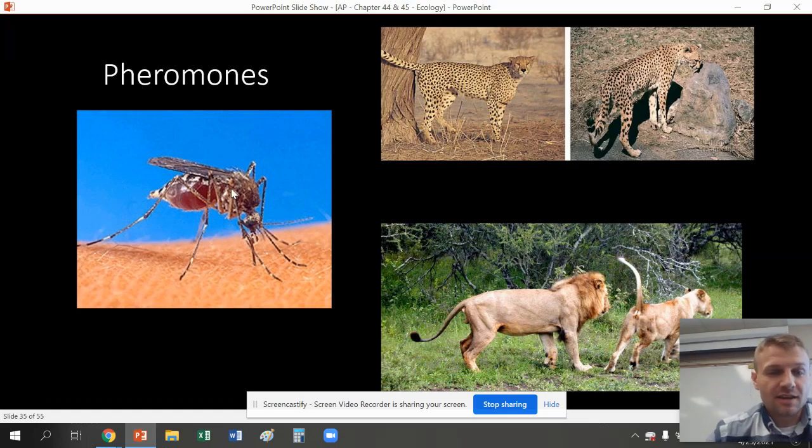Pheromones, you can see the mosquito here actually can sense CO2 levels, and that's how it can find humans. The cheetahs here are marking their territory by using urine, and then you can see here the male is interested in the female because of the pheromones that the female is giving off.